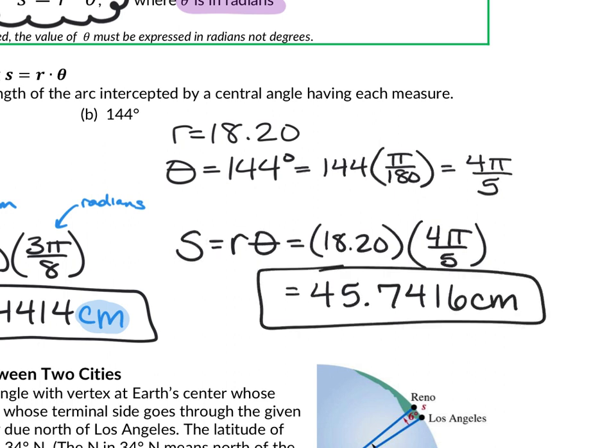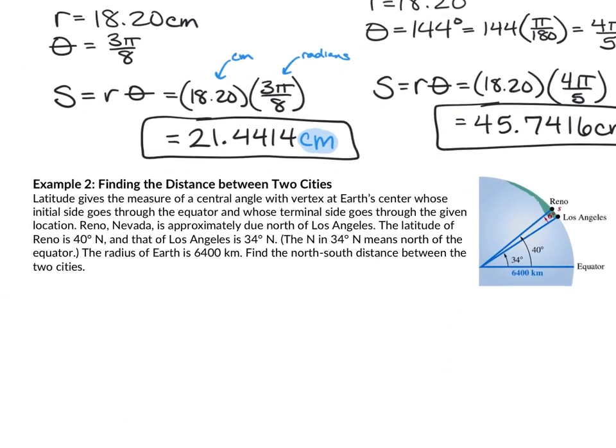So the main idea here is even if I give you degrees, when you're finding arc length, it has to be in radians. So you will have to translate it to radians before you plug it into your formula. Is that fine? Okay, let's apply it to a bigger problem.